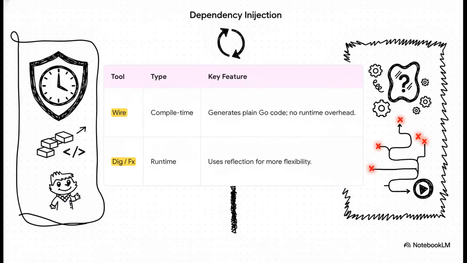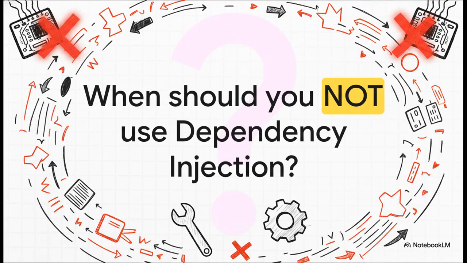Now, in the Go world, there are basically two main flavors. You've got compile time tools like Google's Wire, which actually generates plain Go code for you. The big win here is there's zero performance hit at runtime, and any errors are caught when you compile. On the other side, you've got runtime tools like Uber's Dig and Fx. These use reflection, which gives you more flexibility, but you might not discover an error until you actually run the application.